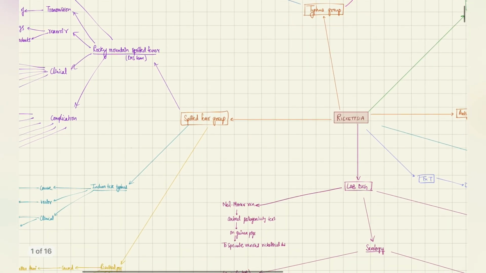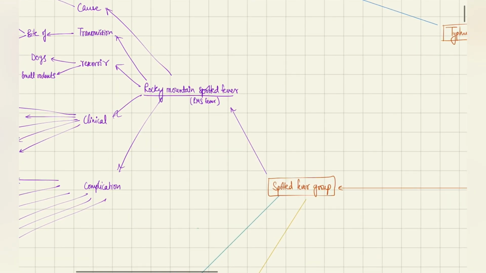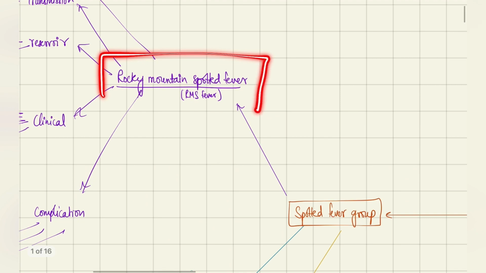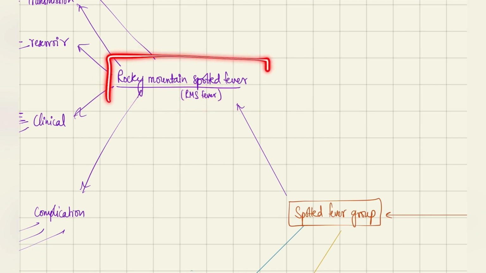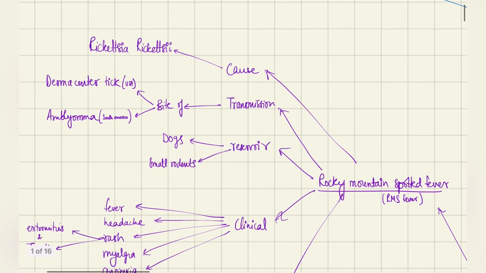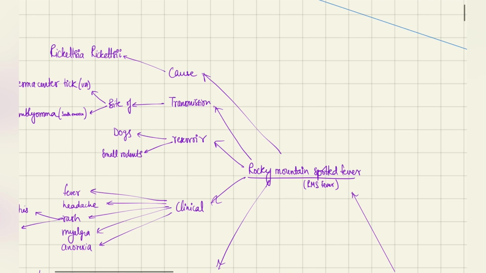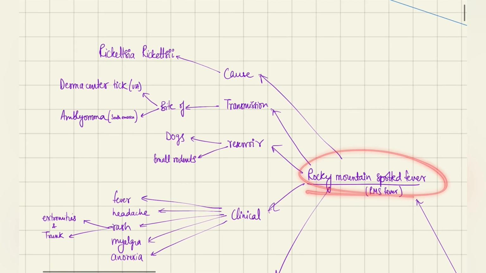Now we'll go to the spotted fever group. The main condition we encounter is Rocky Mountain spotted fever, as the name suggests. What do we have here? First of all, let's look at the cause. Similar architecture for each of these species I've covered. So for Rocky Mountain spotted fever, the causative organism is Rickettsia rickettsii.